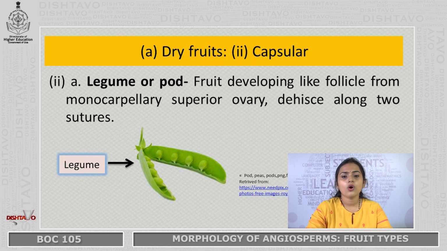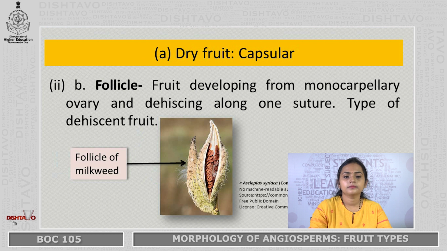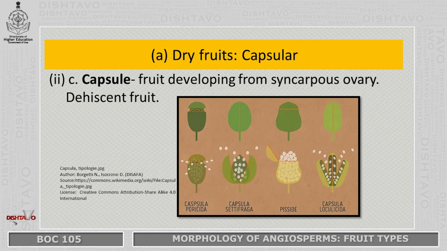The next category of dry fruits is dry capsular fruits. The first type is legume. It is also called a pod. It is a fruit developing like a follicle with a monocarpellary superior ovary and it dehisces along both the ends. The next type is follicle. The fruit develops from a monocarpellary ovary and dehisces only along one suture and it is a type of dehiscent fruit. The example here that I have shown you is the follicle of milkweed, Asclepias species.